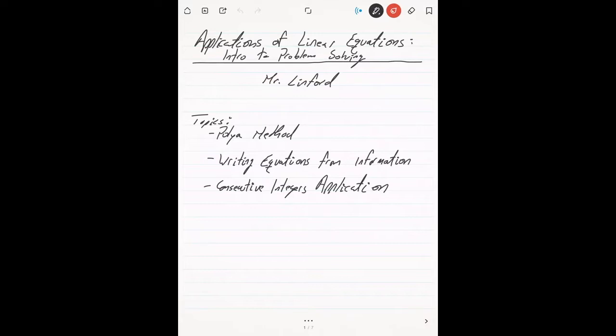Then we're going to go over two types of applications. We're first going to look at taking given information and turning it into a written equation. And then we're also going to look at a common type of application problem in algebra, the consecutive integers problem.